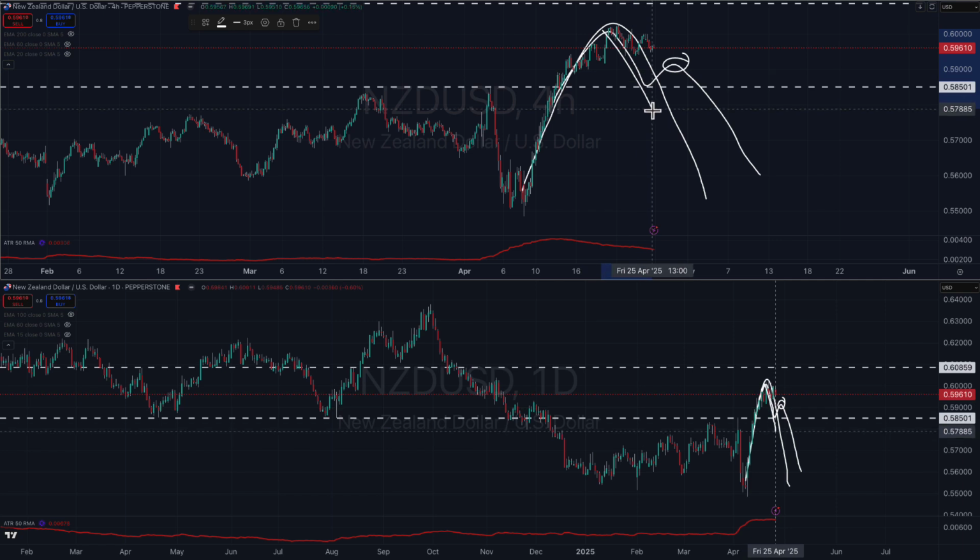And even if it were to break below there, then once the market's trading below this level, then you've kind of got confirmation that you want to be looking for shorting opportunities. But at the moment, it's a buy from that area when the market gets back to it.